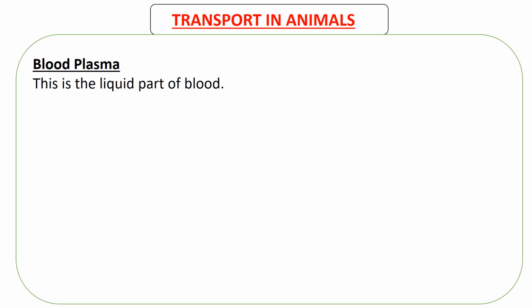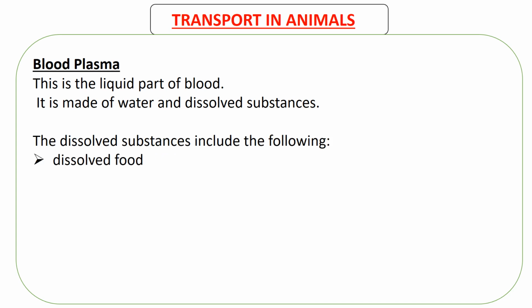So we're going to take a look at the last component of blood, which is blood plasma. So this is the liquid part of the blood. Okay, it is made of water and dissolved substances. What are some of the dissolved substances? So they include dissolved foods such as amino acids. When they are absorbed from the ileum, they are transported in the blood as part of the blood plasma.